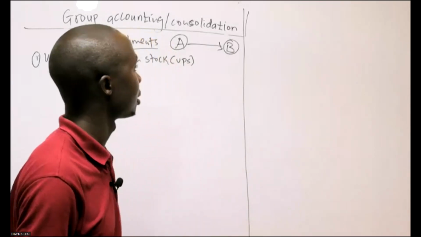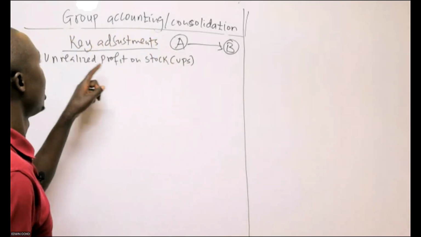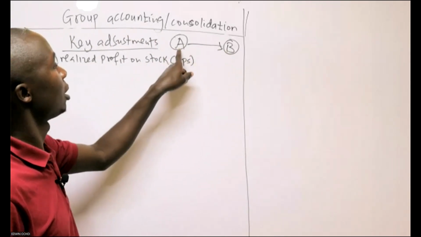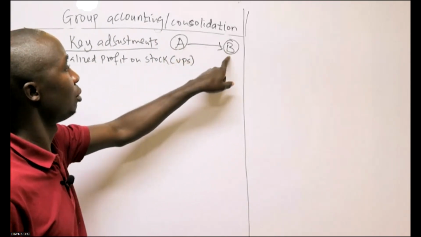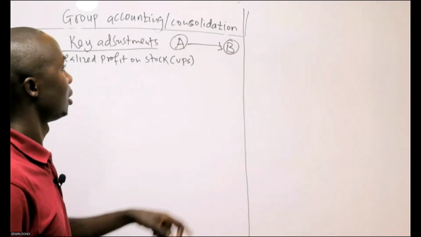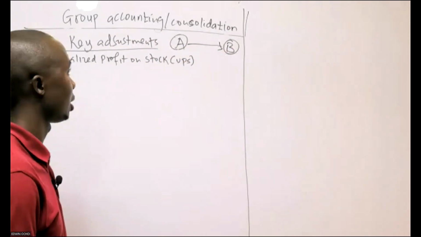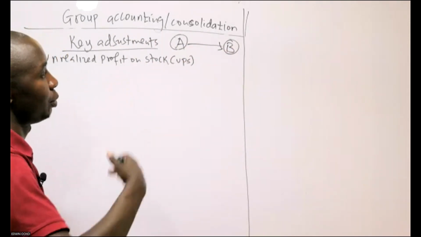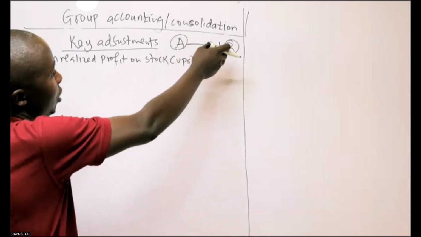Let's say now there are goods sold from A to B or B to A. When A, the parent, sells to B, the subsidiary, that is a downstream sale. If it's B to A, that is an upstream sale. So what we look at is the recipient of these goods. Let's say it was A to B.